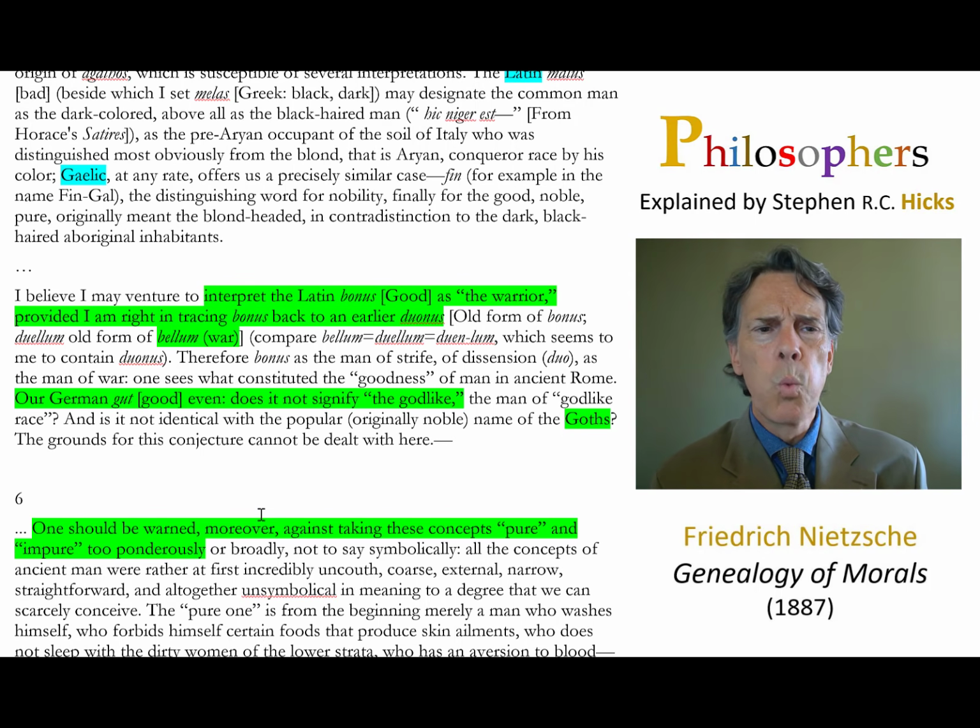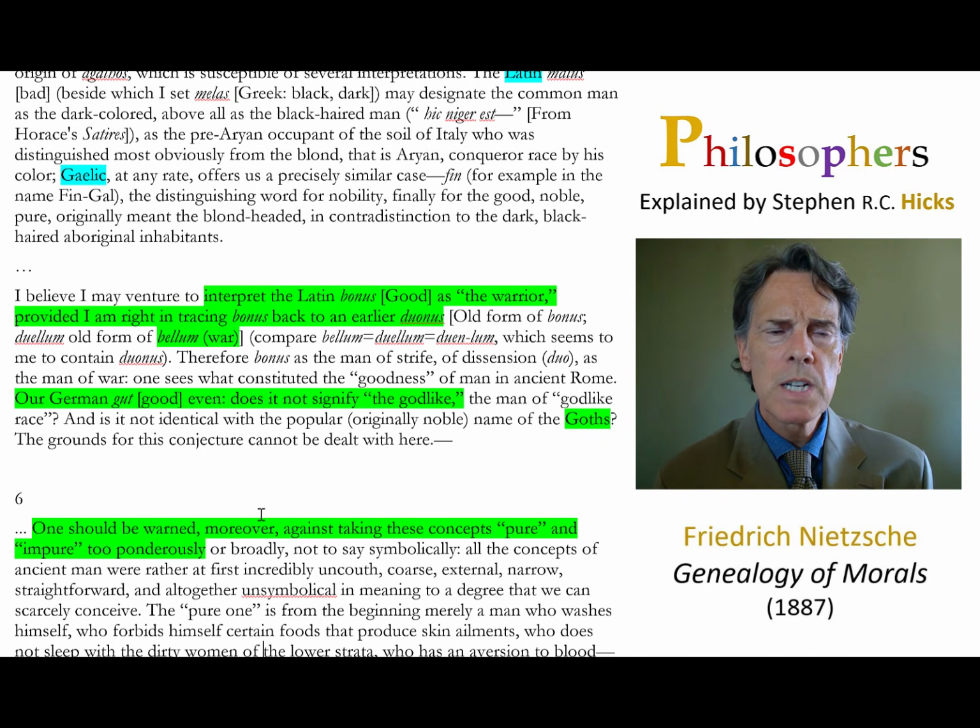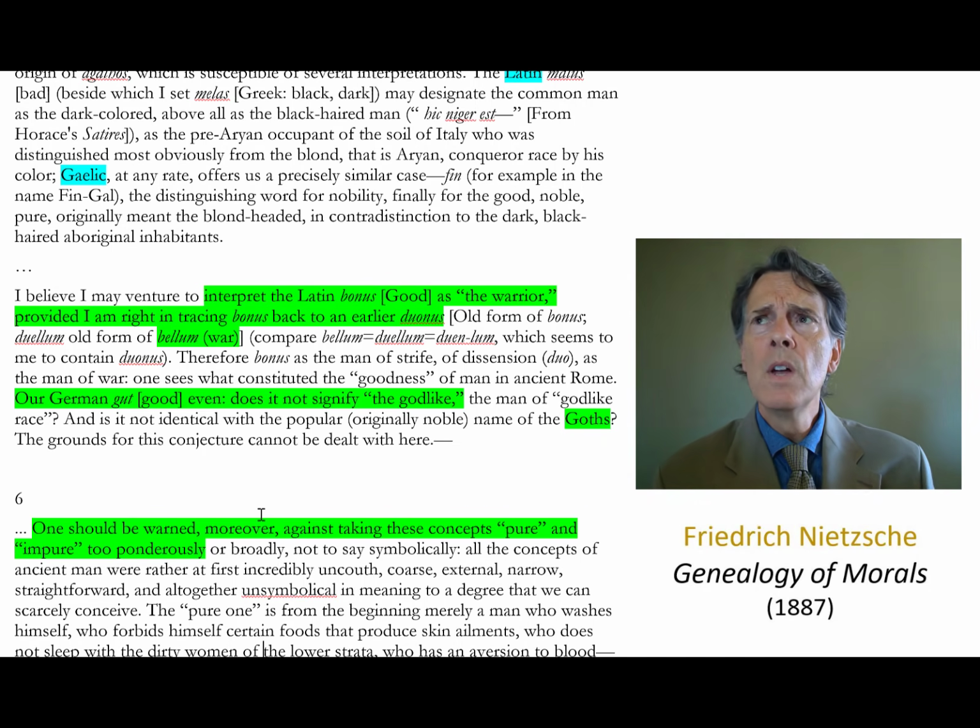But the warrior, and then he makes some connection here. Bonus is traced back to an earlier word, duonis, and then bellum. Right? In French and in many of the Romance languages, we have the concept of a belle, which is a beautiful thing. But the origin here seems to be tied to the word for war. So the kind of person who goes to war, and war is beautiful, and that of course is the powerful aristocratic type of person as well.